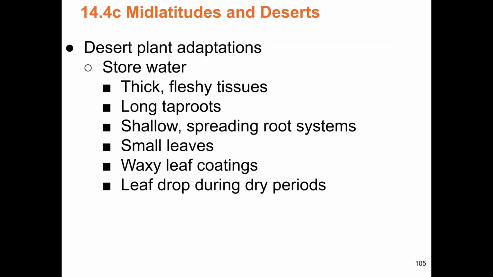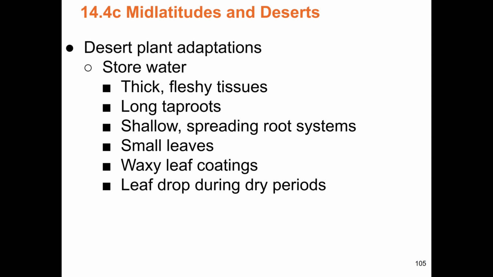Desert plant adaptations: often thick, fleshy tissues like cactus. Cactus! If you see a cactus, there's no doubt in your mind what the climate's like where that grows, because of the way they look. You just go, oh yeah, that's a cactus that grows in a desert. Thick fleshy tissues mean that they can store water for the long dry season.